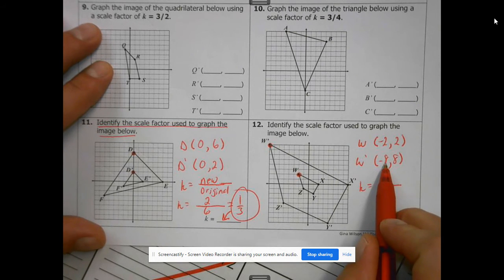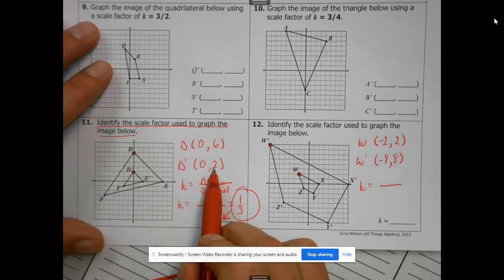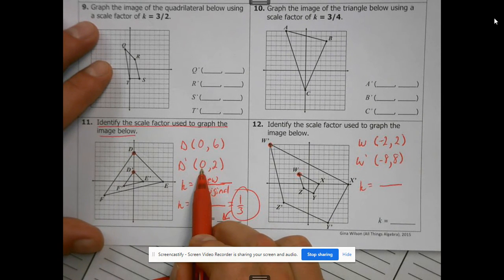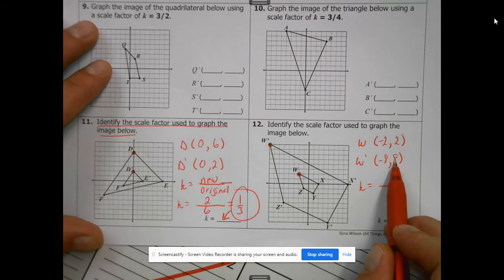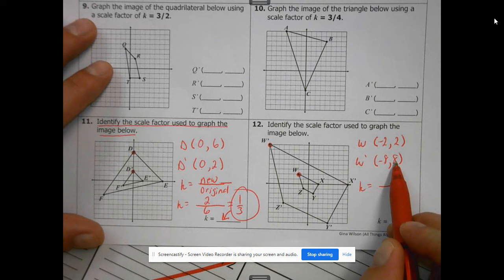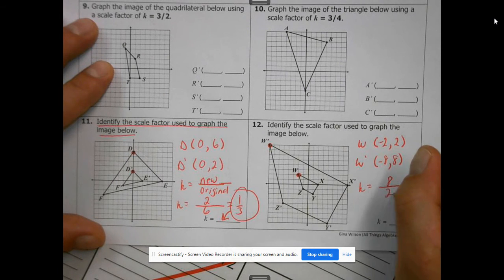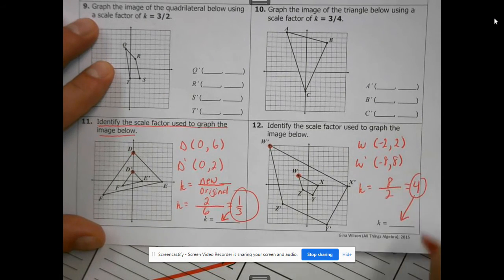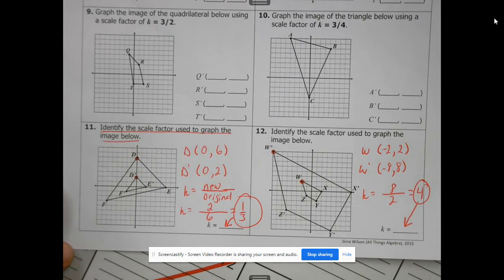Now, you can pick either the X's or you can pick the Y's. It does not matter. On number 11, I had to pick the Y's because both X's were 0. That wasn't going to help us out. But on 12, you've got two choices. Either work with the X's or work with the Y's. I'll work with the Y's to be consistent. I'm going to take the new point, which is 8, divide that by the old point, which is 2, and 8 over 2 reduces to 4, and that is your scale factor. So that's how you figure out a scale factor given the pre-image and image already graphed for you. That's it for dilations.